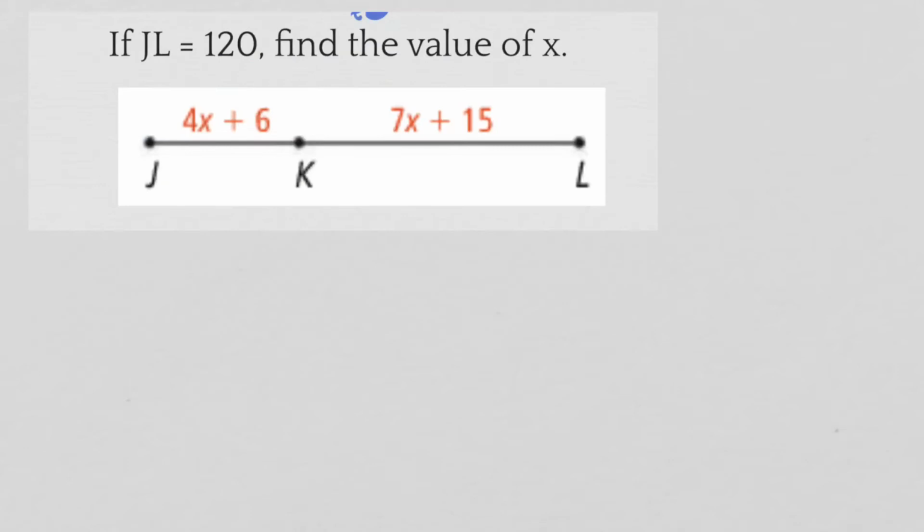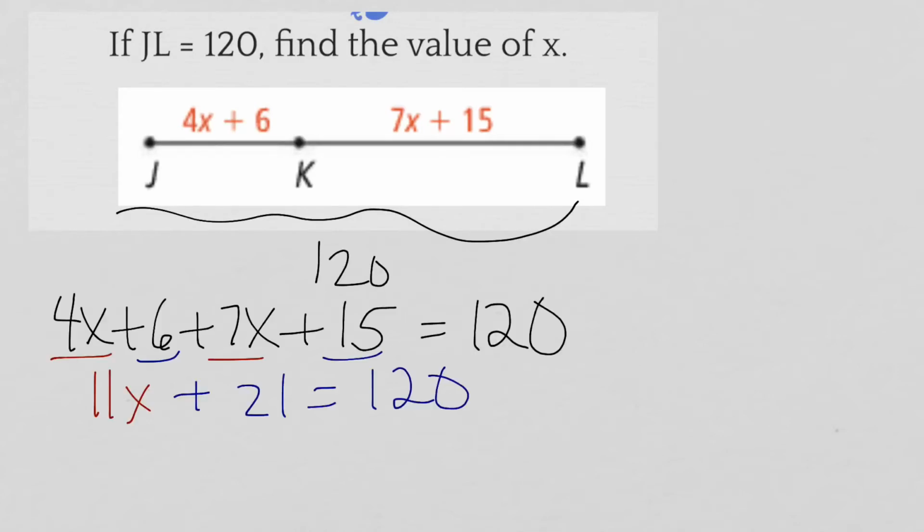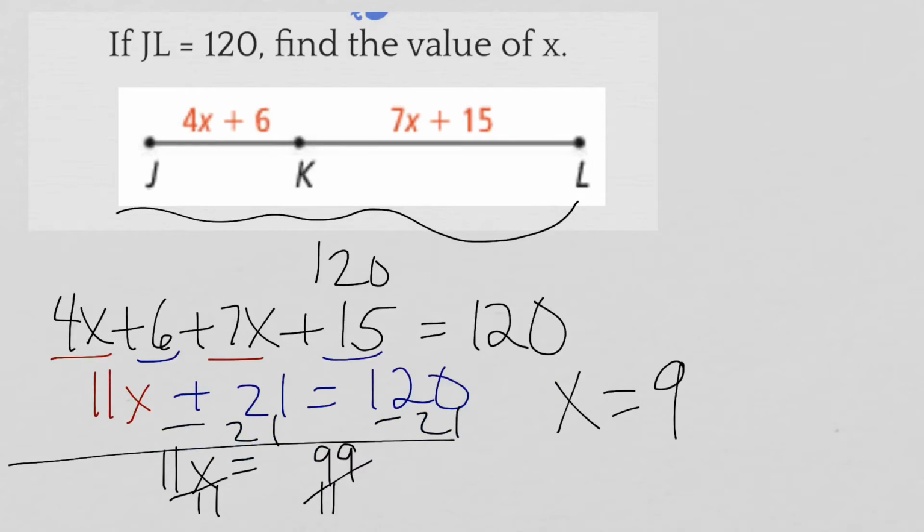All right, here's some algebra included in the geometry. They're telling you that JL is 120. I want to find out the value of X. So here I'm using the segment addition postulate. I'm adding my 4X plus 6 plus my 7X plus 15, because they're all collinear on the same line, to equal 120. I do my algebra, I combine my like terms, and now I solve for X. So the value for X is 9.